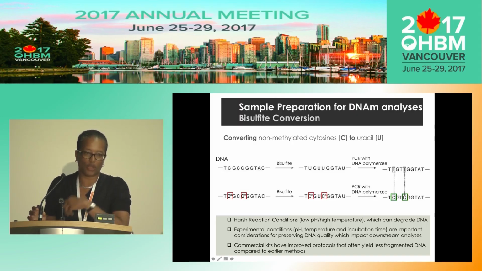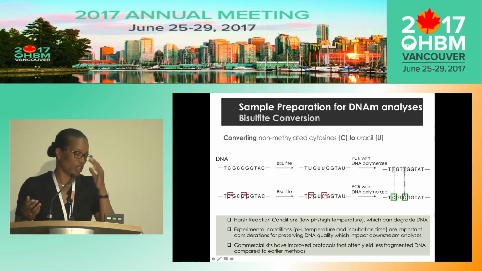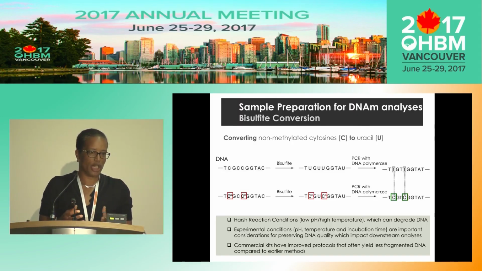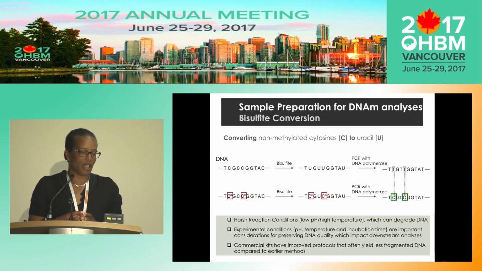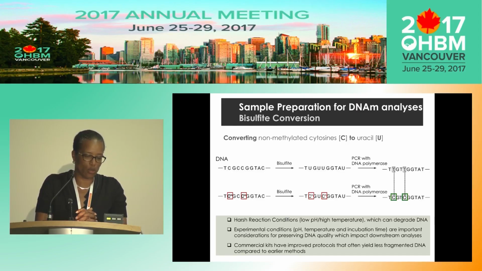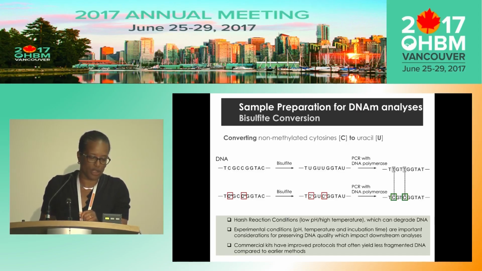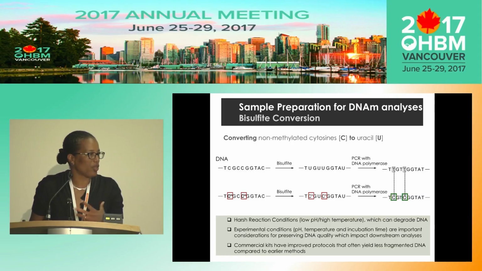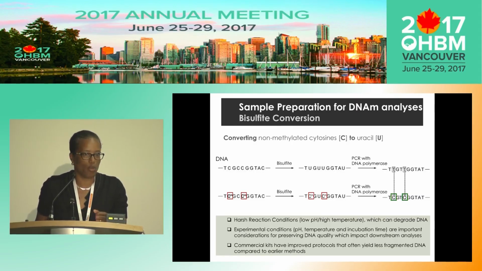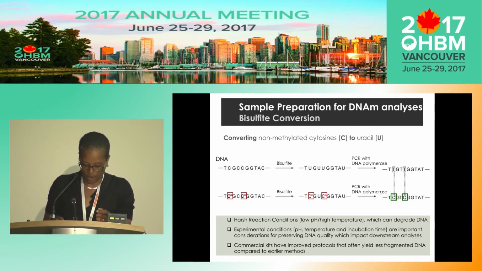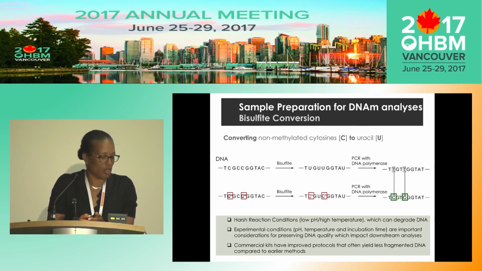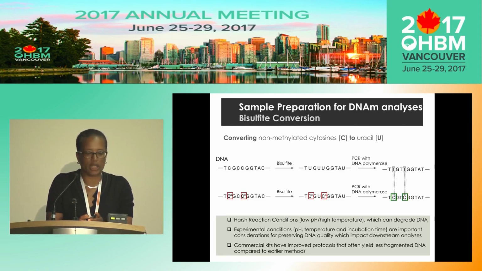It is good to know that this chemical reaction is very harsh. It depends on pH and temperature, and it can result in DNA degradation, and that was a concern early in DNA methylation studies, but now companies have improved their commercial kits, which have been tested better in terms of DNA yields and efficiency.